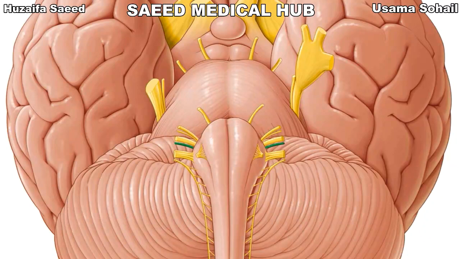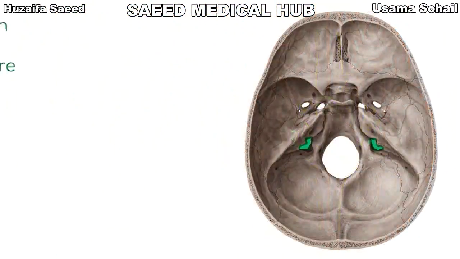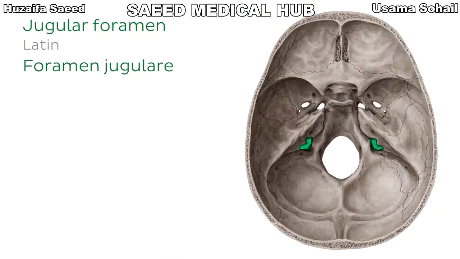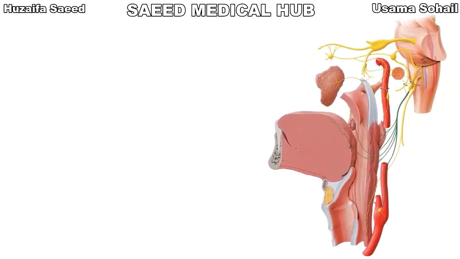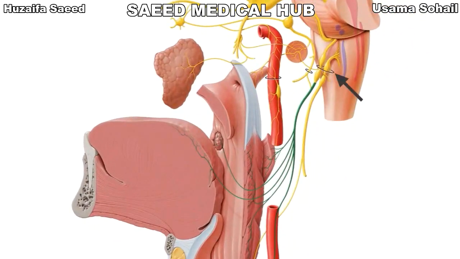Now, from here, the glossopharyngeal nerve passes through the jugular foramen, which is seen here highlighted in green on this image of the superior view of the base of the skull. Remember that the word foramen means opening, so this is where the nerve will be passing through on the skull. If you go back to the image of the glossopharyngeal nerve, you can see this circle showing where the nerve exits the jugular foramen. From there, the nerve branches and then supplies all the structures that I mentioned to you before.